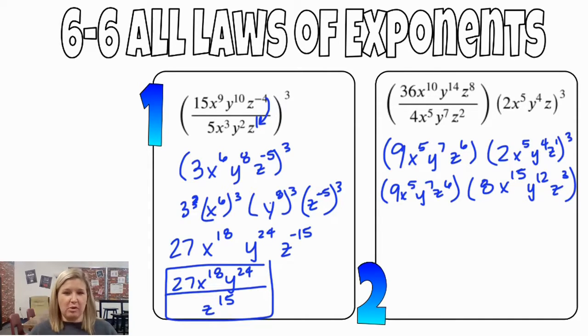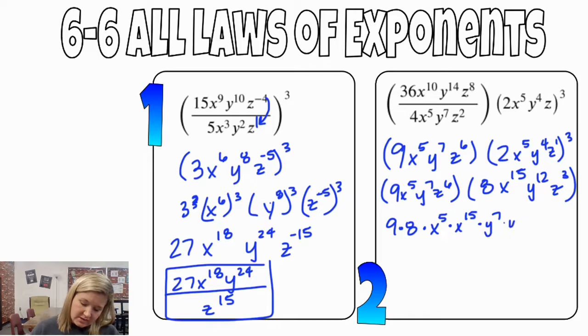Now I can multiply, which means I'm going to multiply the coefficients and then add those exponents. So multiply the coefficients. So I have 9. I'm going to go ahead and separate it out. So I have 9 times 8 times x to the 5th, x to the 15th, y to the 7th, y to the 12th, z to the 6th, z to the 3rd. All of those together.